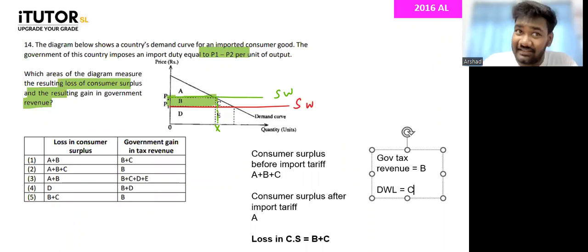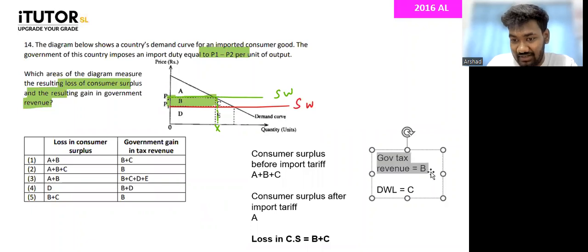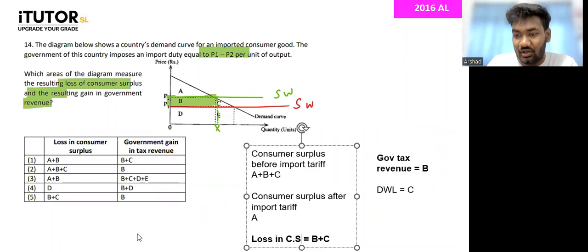If you have a supply curve, domestic supply curve and all, it gets a little bit more complex, right? But that is unit number 9. That's not unit number 3, so don't worry. So in this question, they are not asking for deadweight loss or anything. They are only asking you for the gain in government tax and also the loss in consumer surplus.